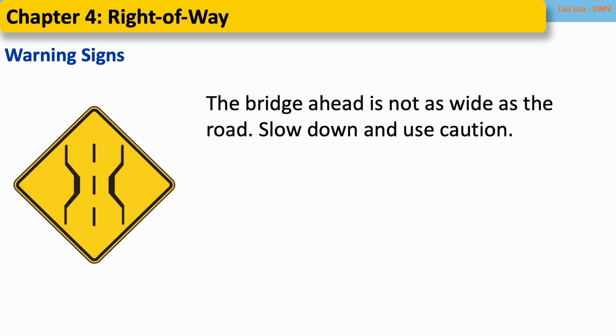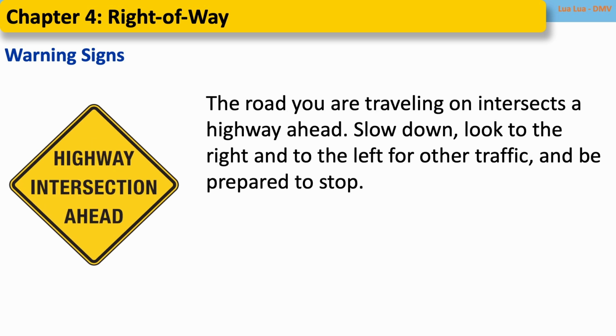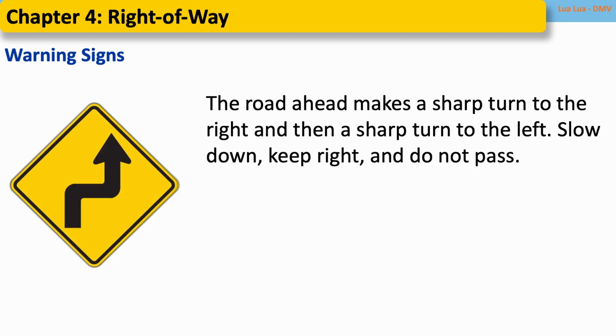The bridge ahead is not as wide as the road. Slow down and use caution. The road you are traveling on intersects a highway ahead. Slow down, look to the right and to the left for other traffic, and be prepared to stop. The road ahead makes a sharp turn to the right and then a sharp turn to the left. Slow down, keep right, and do not pass.